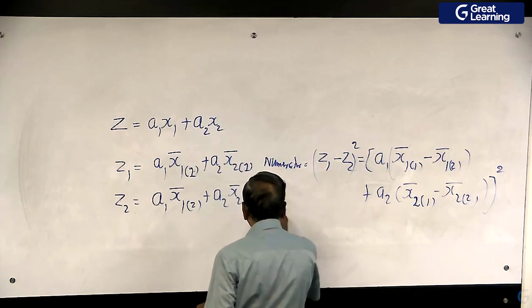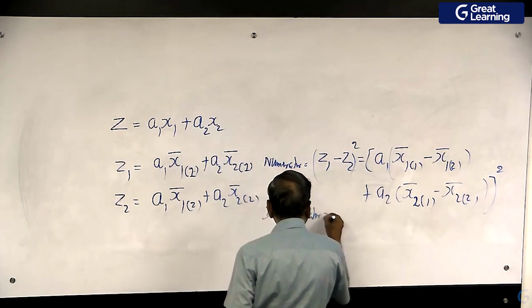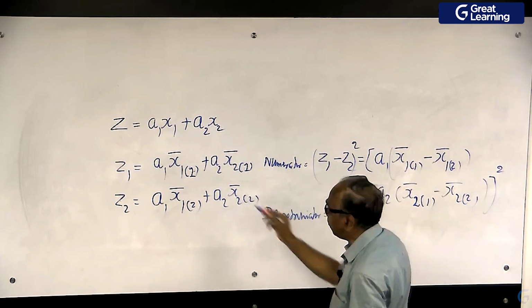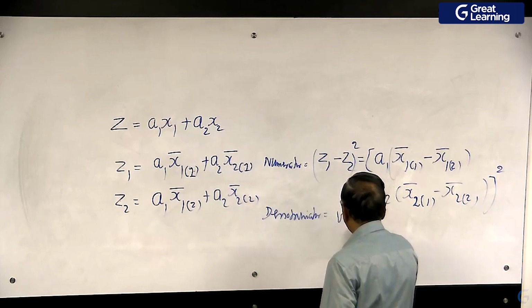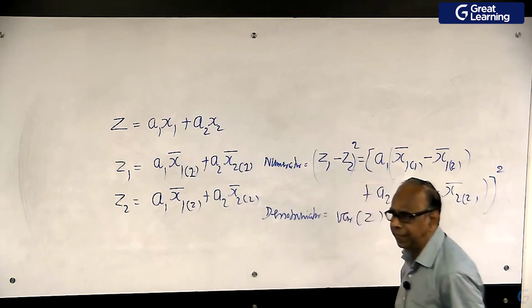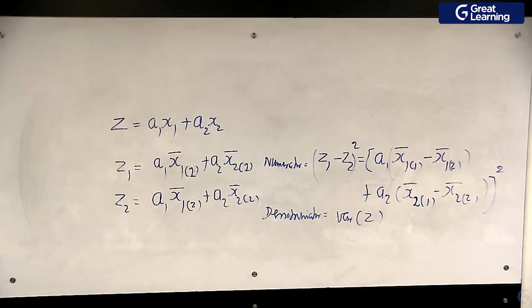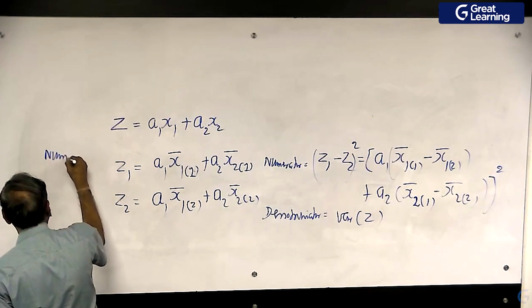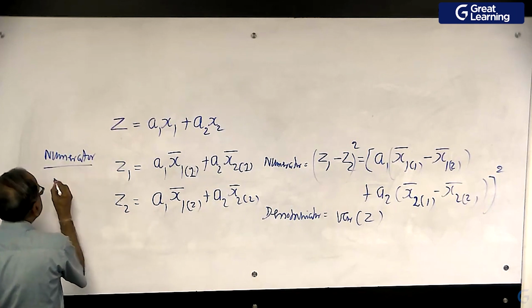Now, denominator, what he says is the variance of both the groups. So, let me write here, the denominator is a variance of Z. Let me call it variance of Z. If the variance of Z is equal to 1, what he is assuming is maximize numerator by denominator, where numerator is between sum of squares, denominator is within sum of squares.